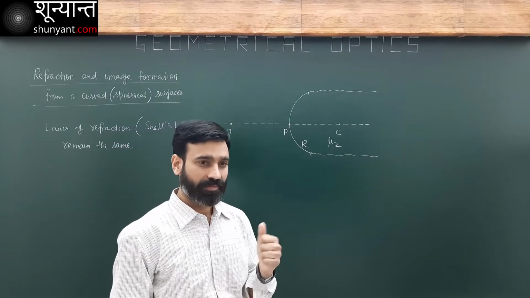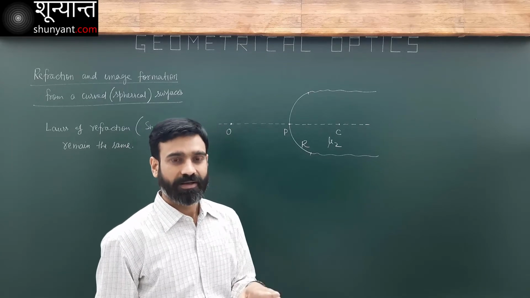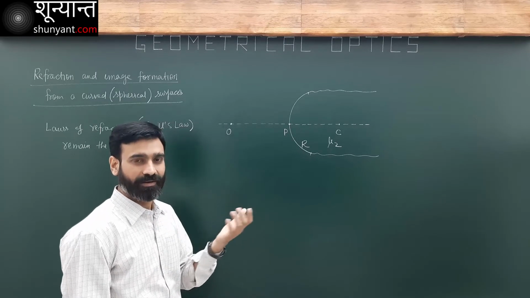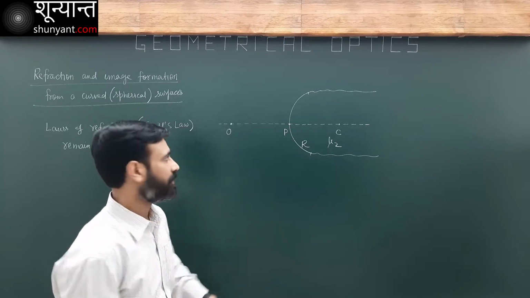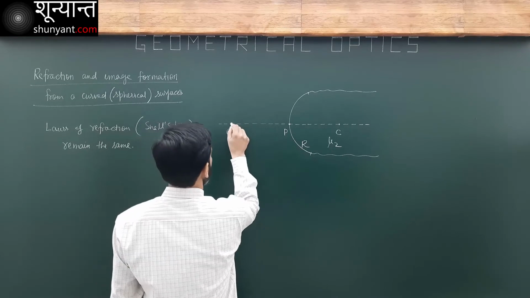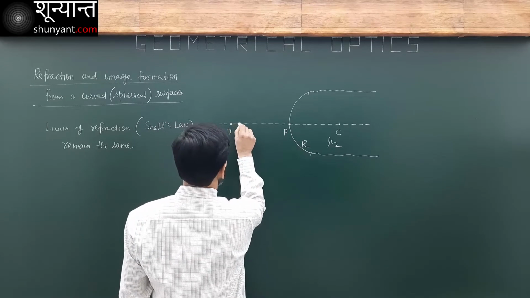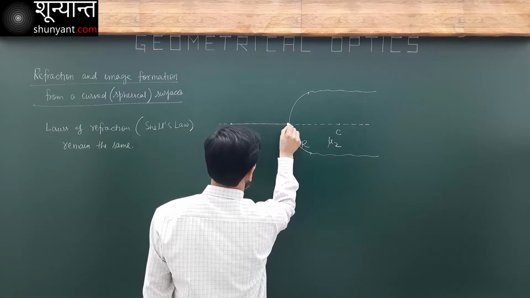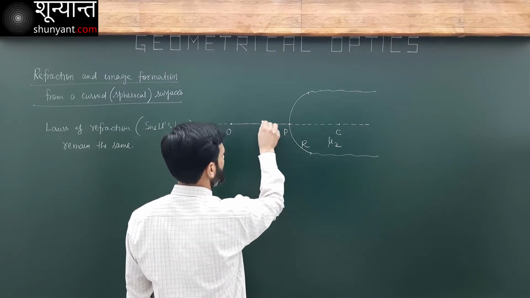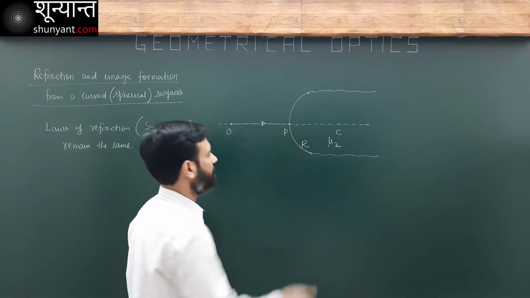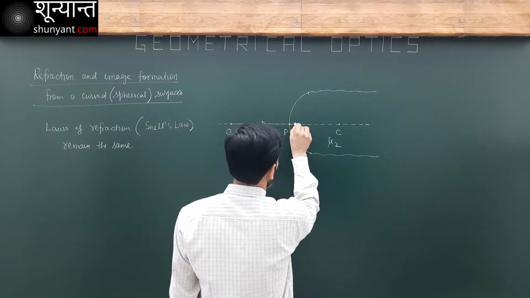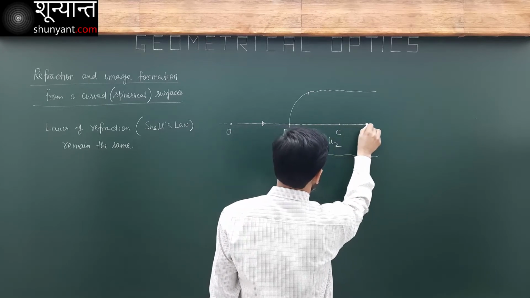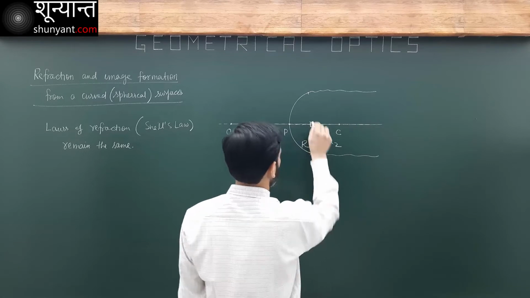We know that to locate the image, I need at least 2 light rays. Let's take 2 light rays, whichever I find suitable. Let me take one light ray which is moving along this principal axis. You see, the principal axis is a normal axis. So this light is incident normally on this surface. It is going to pass undeviated, no deviation here. This is my transmitted light.